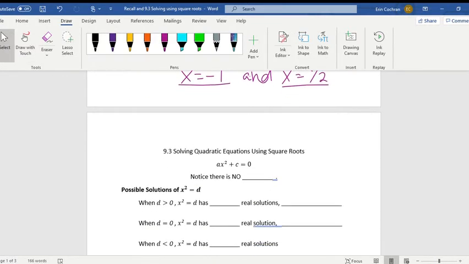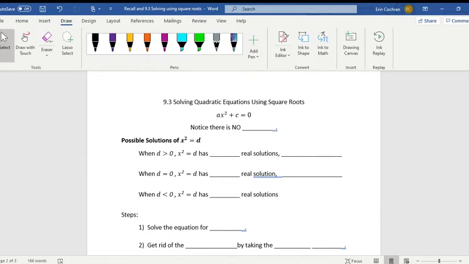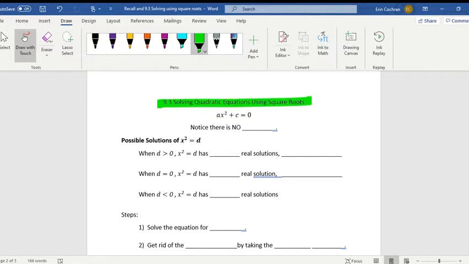All right, so 9.3, what we're going to do is we're solving these quadratics a new way using square roots. Now, when we look at using square roots, we can only use square roots in the form of ax squared plus c equals 0. So if you notice, there is no bx. The only time you can use square roots is when there is no bx here. Okay. Now, do we know how to solve an equation? Yes, we do.